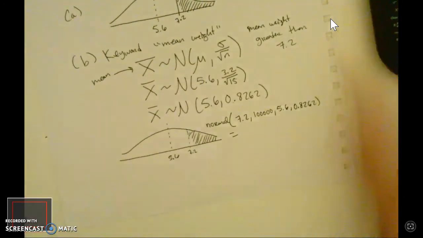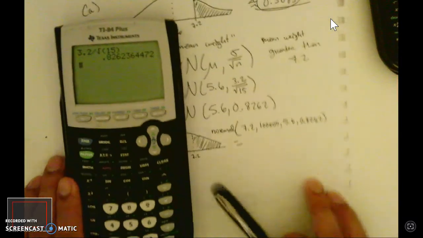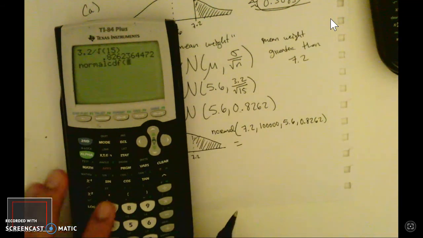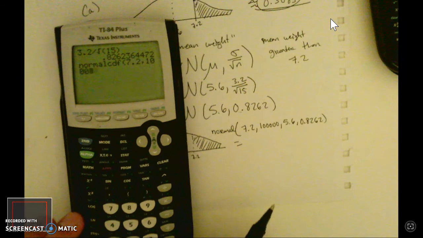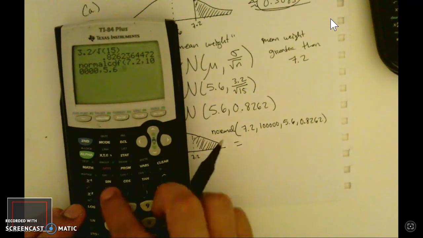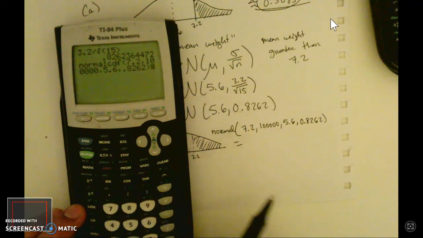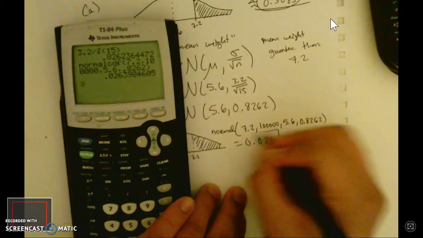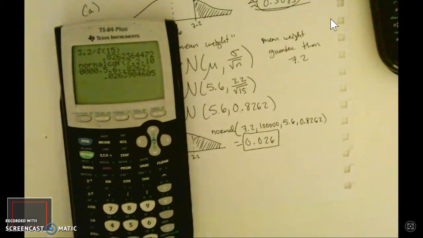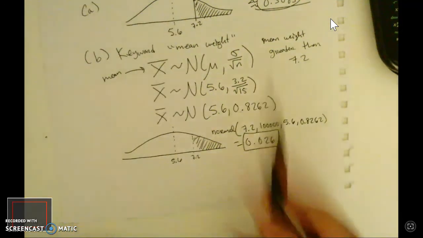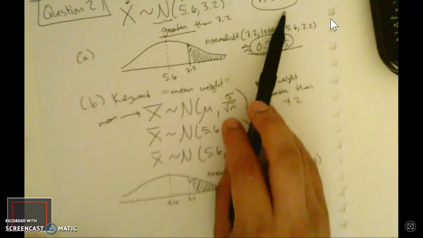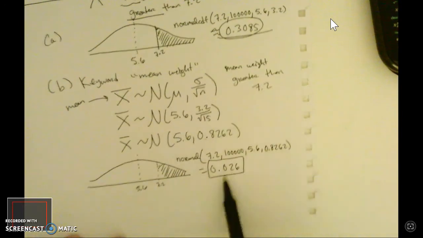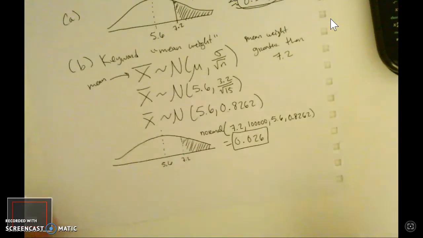So now let's use this calculator. I'm going to use second vars, go down to normal CDF, then 7.2, comma 1000, a whole bunch of zeros, 5.6, and then 0.8262. Then I press enter, and what I get is 0.026 approximately, so about 2%. So the probability that, from the 15 kittens that you obtained, you get a mean weight greater than 7.2 is going to be very, very small.